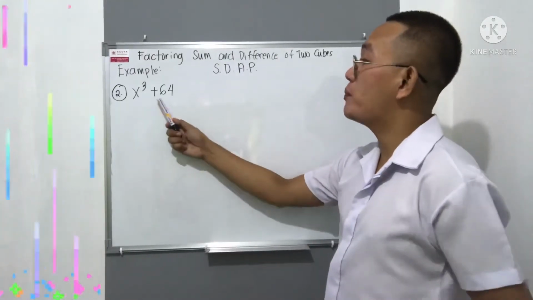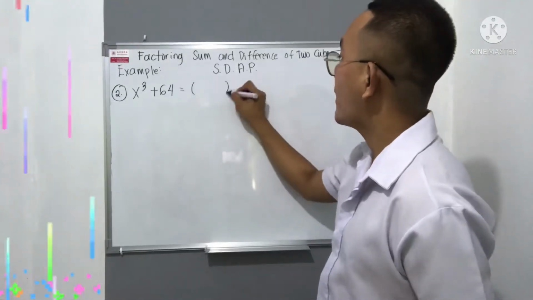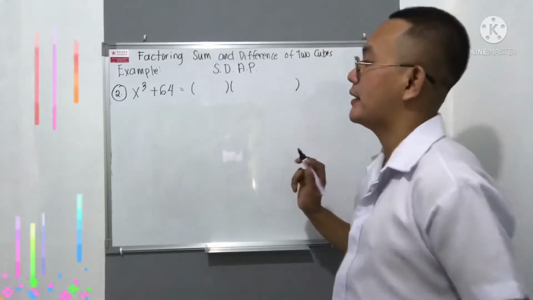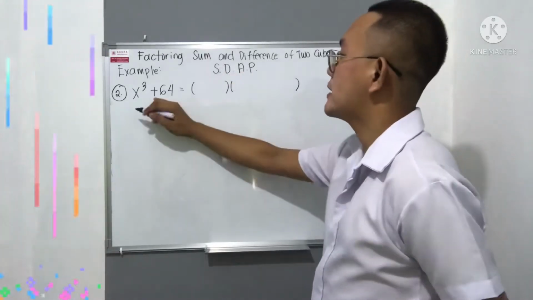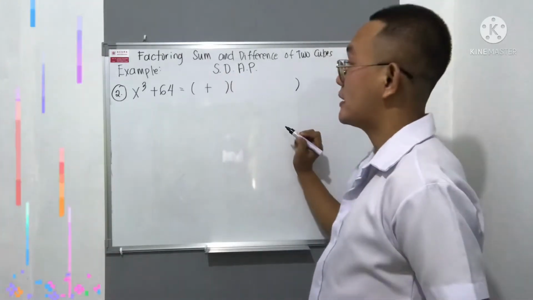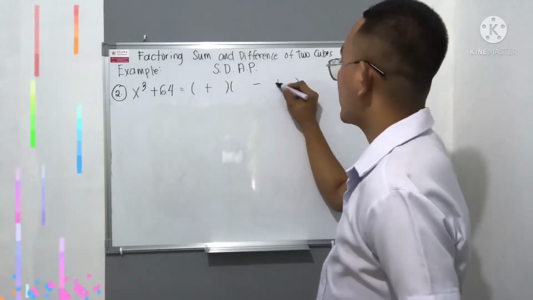We have x cubed plus 64. Okay, so gawa muna tayo ng dalawang parenthesis, isang maliit and then isang mas malaking parenthesis. Now, apply natin ngayon yung SOAP. Sabi natin sa S is same, since positive ang unang sign, positive. And then opposite of the positive is negative and always positive.